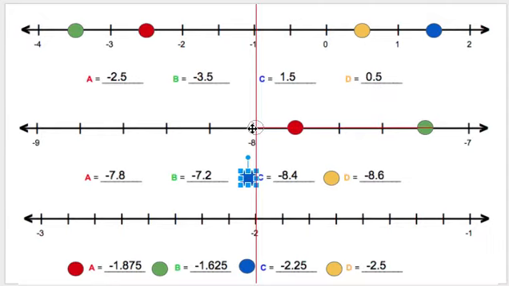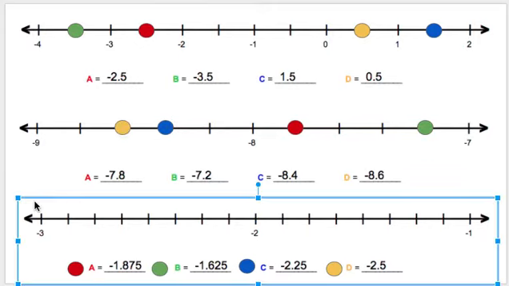Negative 8.4, using negative 8 as a starting place. Negative 8.2, negative 8.4, because we're going farther in debt or closer to negative 9. And negative 8.6, 2, 4, 6, falls here. So then if we compare these least to greatest, letter D, letter C, letter A, letter B.